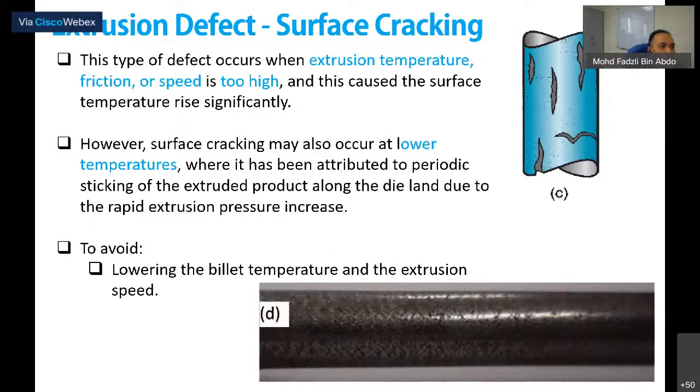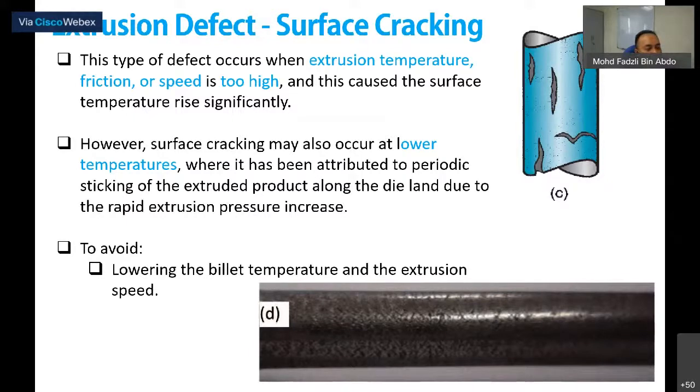Okay, this is extrusion defects. This type of defect ni apa? Surface cracking. Occur when extrusion temperature, friction or speed is very high and this causes the surface temperature to rise significantly. Bila extrusion temperature, friction or speed terlalu tinggi, temperature dekat surface tu akan tinggi and then dia akan crack lah benda tu.